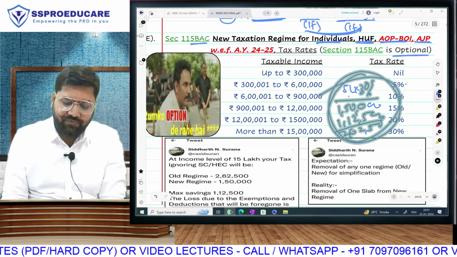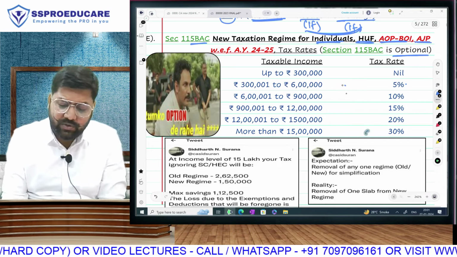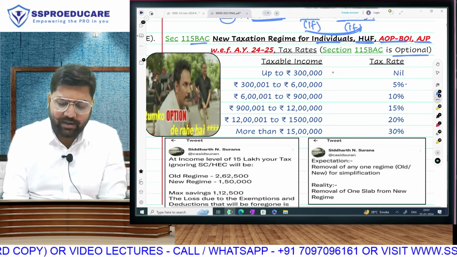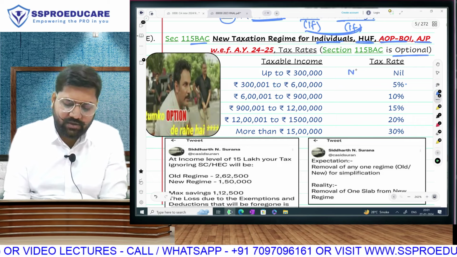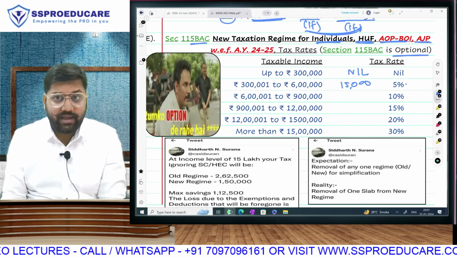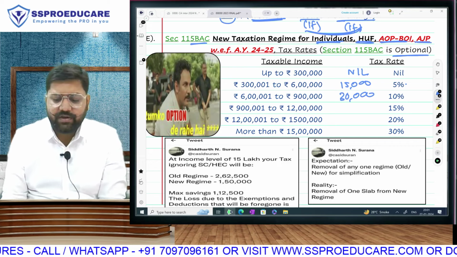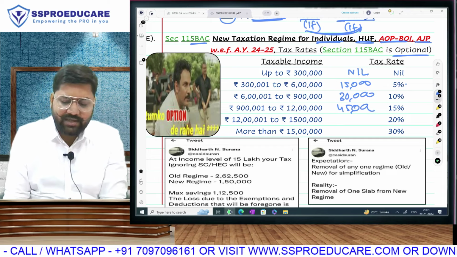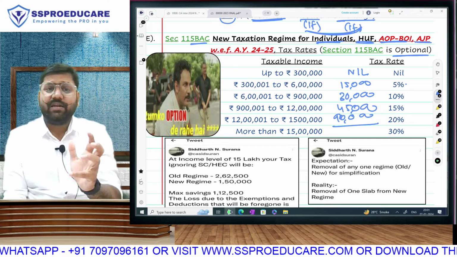260 to 500. That's clear. But if your income is 15 lakh as per the new regime, what will be your tax? We just have to apply these rates on 3 lakh. First 3 lakh, 0 tax. Next 3 lakh, 5%, so 15,000. Next 3 lakh, 10%, so 30,000. Next 3 lakh, 15%, so 45,000. Next 3 lakh, 20%, so 90,000. And of course, anything after 15 is 30%.